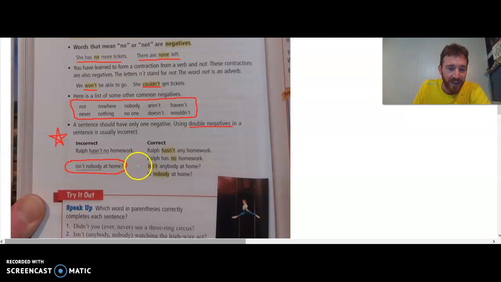We would want to say, isn't anybody home? Or we could say, is nobody home? Again, both of these include just one negative. Usually we just want one in a sentence. Whenever we see things like Ralph hasn't no homework, isn't nobody home? Those are called double negatives. Got two, double, two, right? Isn't and then nobody, those are both negatives, and we only want one in a sentence. And again, when we speak, we usually know the correct way to say things and read things in sentences, okay?